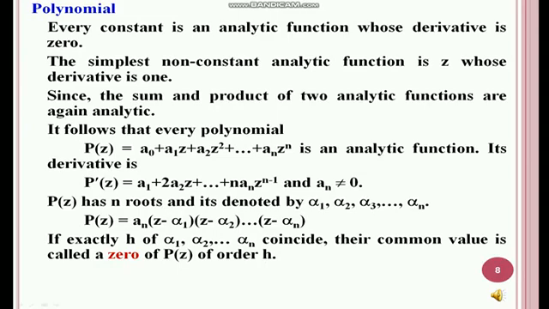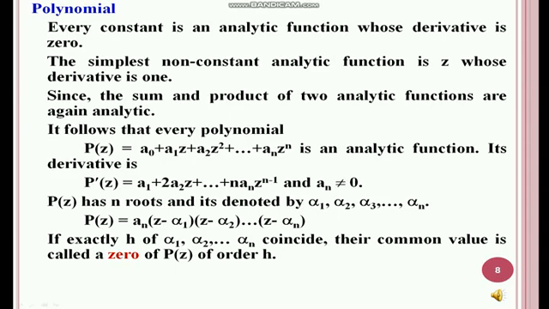Its derivative is p dash of z. a0 is a constant, so the derivative of the constant function is 0. The derivative of z is 1, so we get a1. The derivative of z square equal to 2z, so we get 2 a2 z, up to etc., plus the derivative of z power n is n z power n minus 1, so we get n an z power n minus 1. The derivative of p of z is p dash of z equal to a1 plus 2 a2 z up to etc. plus n an z power n minus 1, and an not equal to 0.